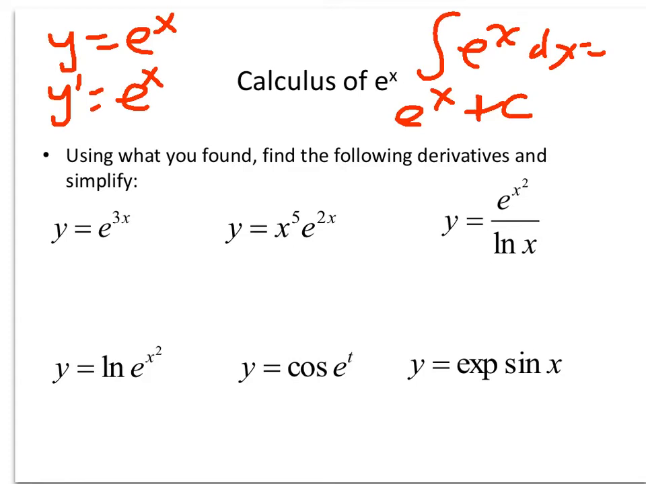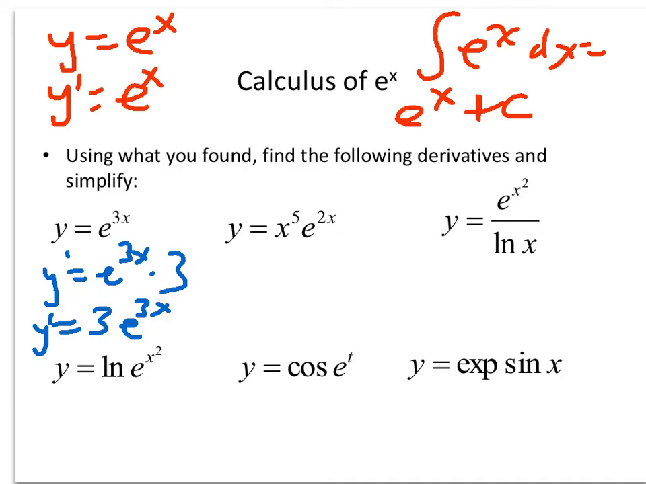If I look at y equals e to the 3x, then I have to remember to apply the chain rule and say the derivative of the outside would be e to the 3x, because the function is the same, times the derivative of the inside, so times 3. This would normally be rewritten as 3e to the 3x.